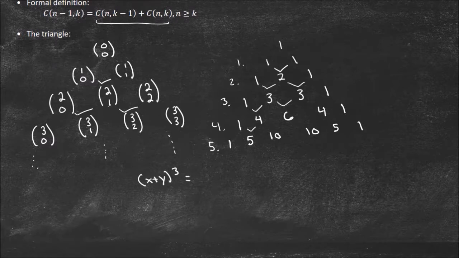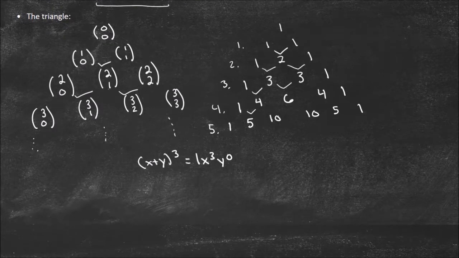So it's going to equal 1 x cubed y to the 0, and now you have to remember how we do the expansion. We start with high and then go low. We start with x being as high as it can be, which is n, which is 3. Then we count it down, so plus, and now we look at the next one in the triangle, which is a 3. So plus 3 x squared y to the first, plus 3 again, that's the next one in the triangle, 3 x to the first y squared. Lastly, plus 1 x to the 0, y to the third.